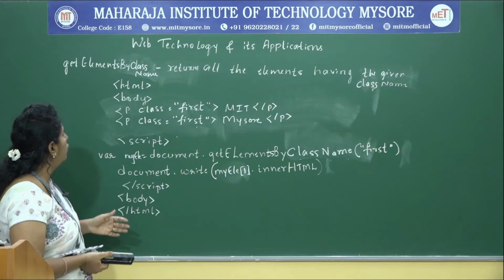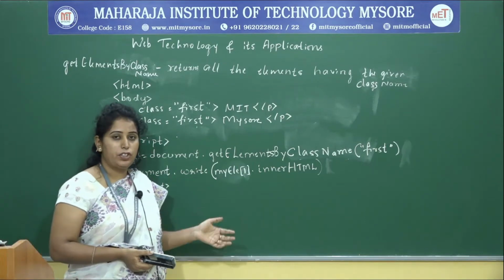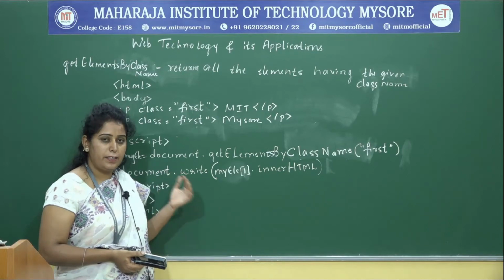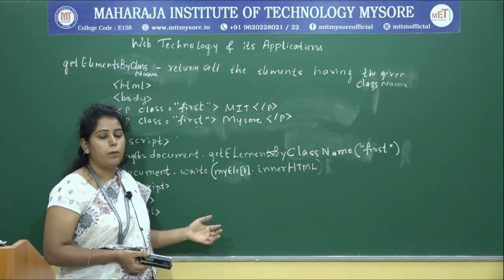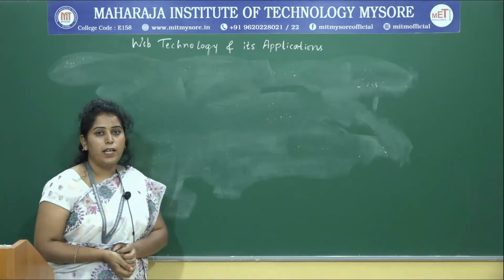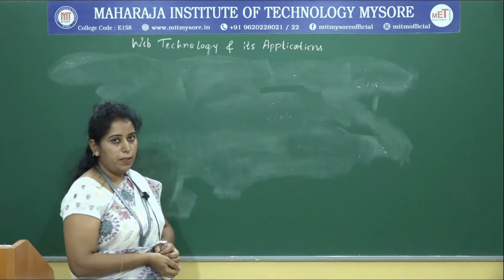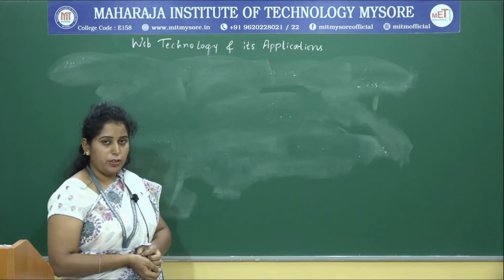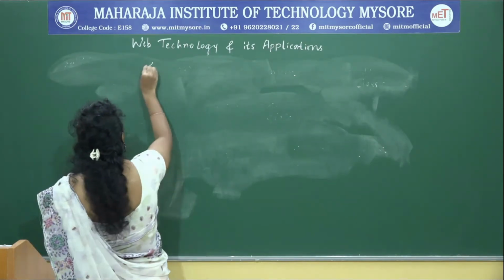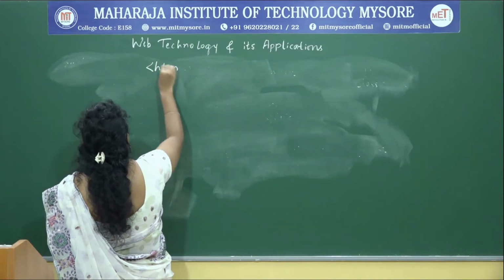So this is all about examples where I have illustrated properties like getElementById, getElementsByTagName, and also getElementsByClassName. Let me take up one more example where we are using functions to implement getElementById. How to begin? Begin from HTML.